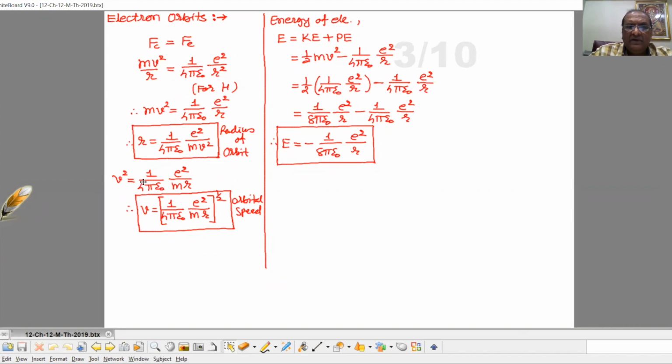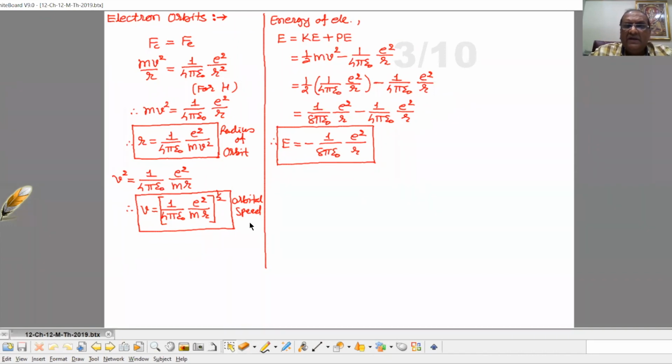Then if we make v square the subject here, take the mass to the right hand side. So v square is equal to 1 upon 4 pi epsilon 0 e square upon mr. Then take the square root. So v equals under root 1 upon 4 pi epsilon 0 e square upon mr. So this is the equation for the orbital speed of the electron.